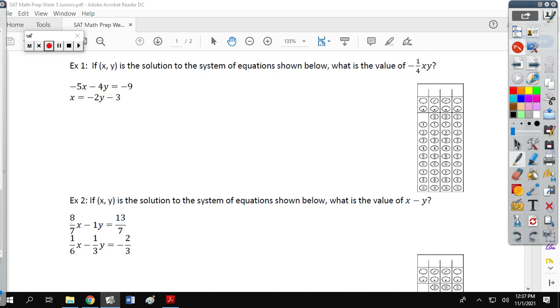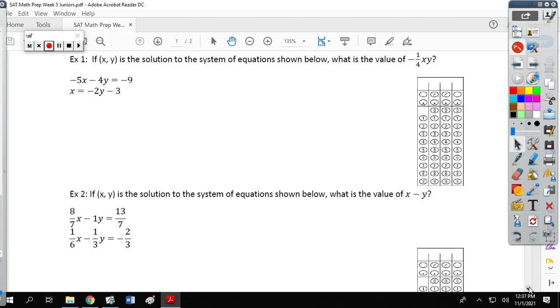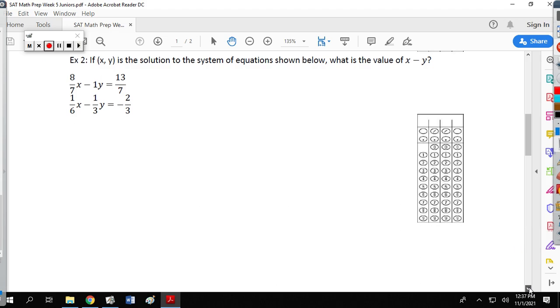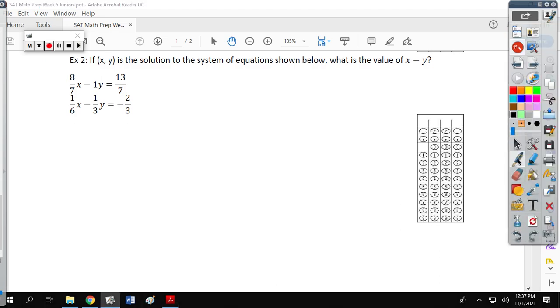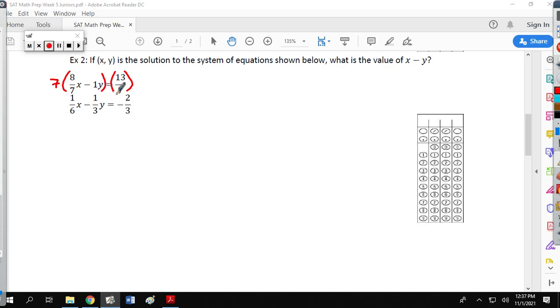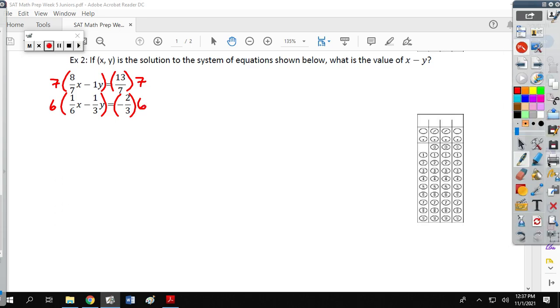On to example 2. We've been doing systems for several weeks, so before we even read the question, we should look at this problem and go, ew, fractions, and we should get rid of the fractions. For the first equation, we need to multiply by the least common denominator of 7, which would get rid of the fractions. For the second, we multiply both sides by 6, which is the least common denominator there.